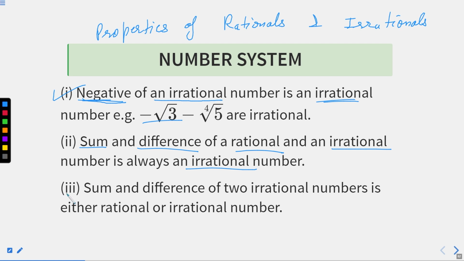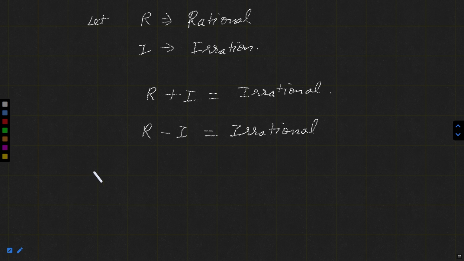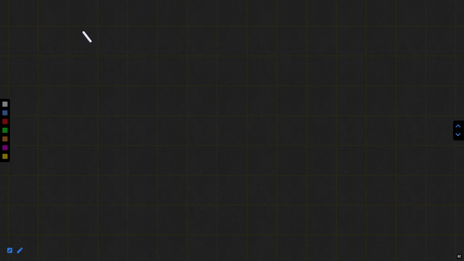But if we take two irrational numbers, then the result can be either rational or irrational. This point is most important from the perspective of exams or any Olympiad or any high level mathematics test. So take any two irrational numbers, let's say root 3 and minus root 3. Both are irrational numbers.